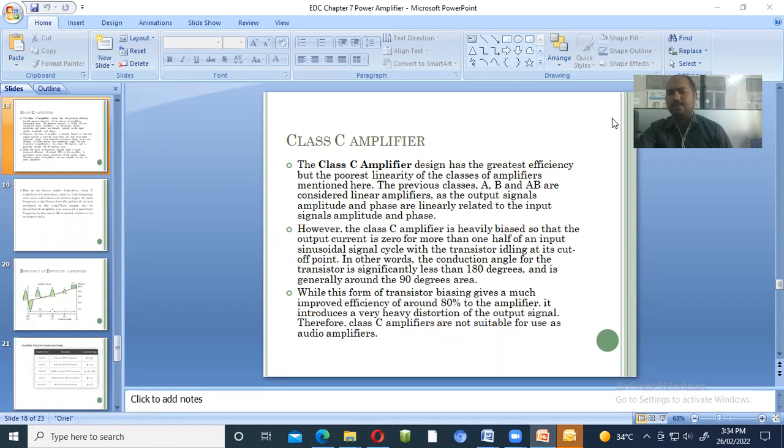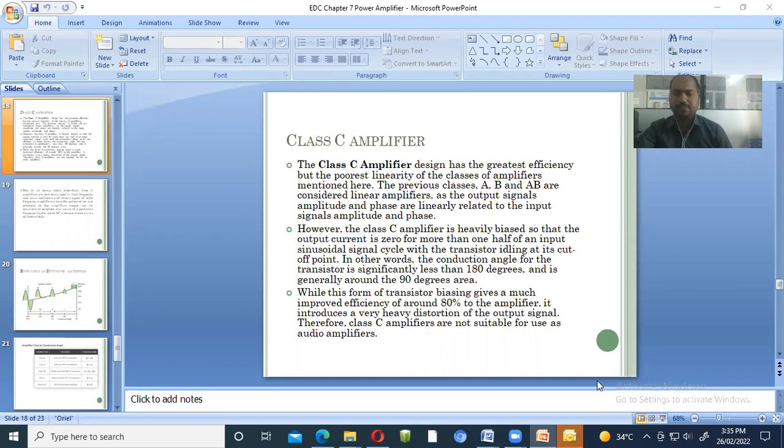With respect to the class B amplifier, it works over a 180-degree half cycle, but some distortion noise, crossover distortion, comes with it. Then we design the class AB configuration to avoid the problem of crossover distortion. Then after all, we saw the class C type of amplifier.